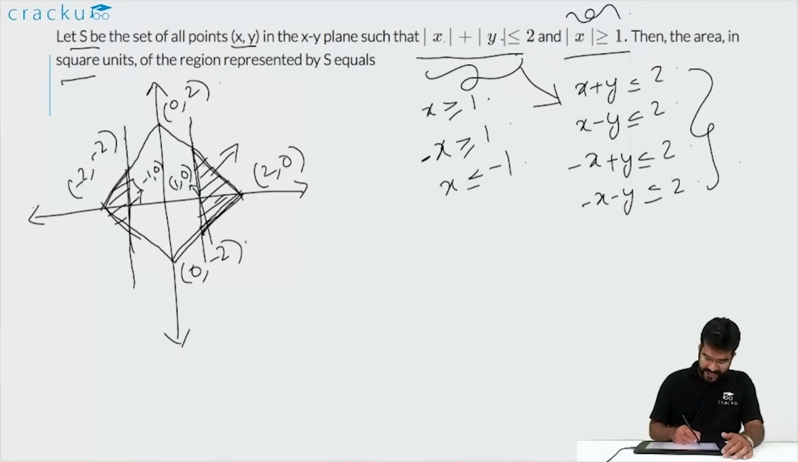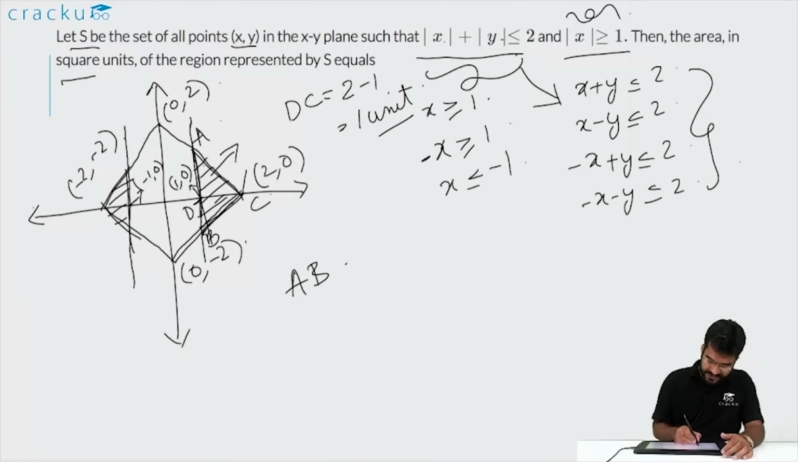To find out the area of the triangle, let us assume that this triangle is A, B and C. We'll need the base of the triangle, that is the length of AB, and the height of the triangle. The height of the triangle, if you assume that this is D, that is DC, is quite easy to find out. It is 2 minus 1, which is equal to 1. The height of the triangle is 1 unit because we know the coordinates of C, this is 2, 0, and we know the coordinates of D, which is 1, 0. So the height of the triangle is 1 unit.